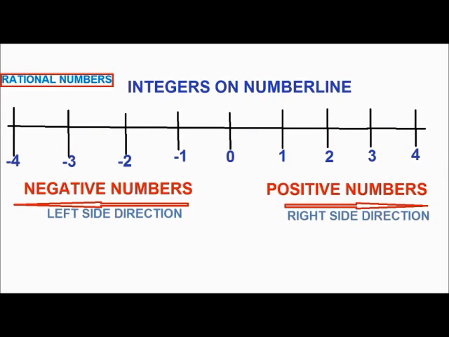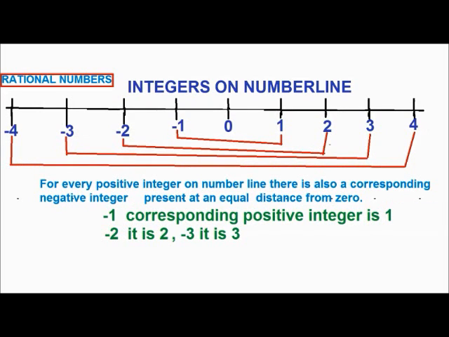We know how to represent integers on the number line. The negative numbers are to the left of 0 and positive numbers to the right of 0. So numbers increase in the right direction from 0 and decrease in the left direction from 0. Now observe the numbers on the number line.